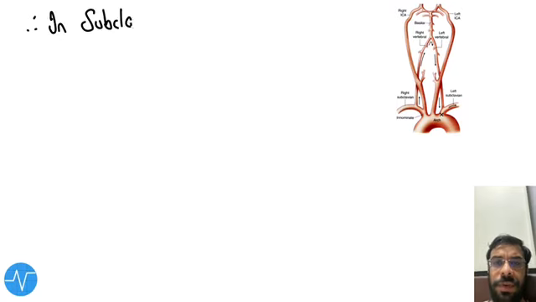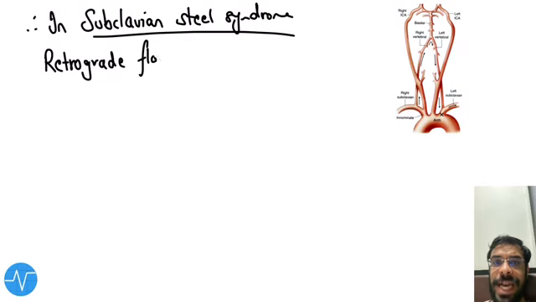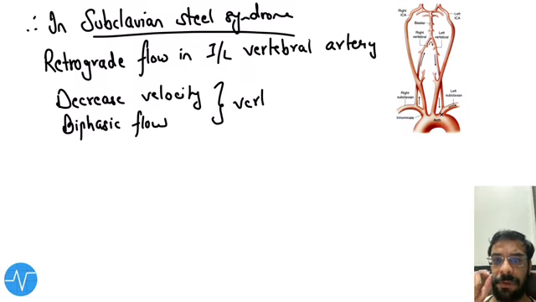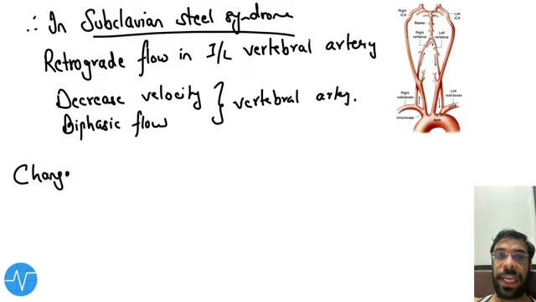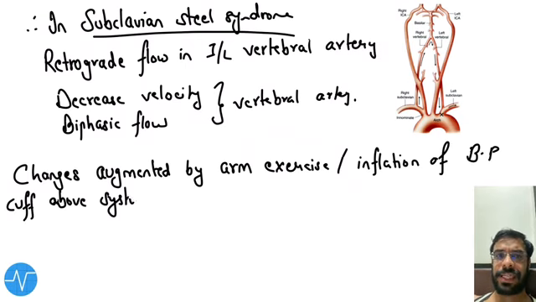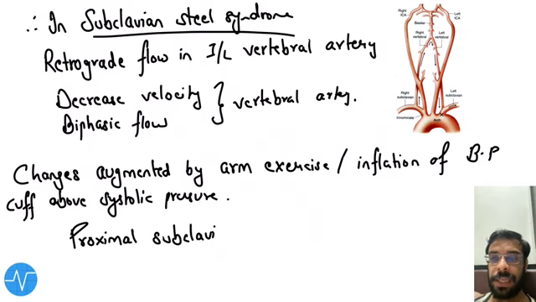Now let's see what happens in subclavian steal syndrome. We know from the diagram that there will be retrograde flow in the ipsilateral vertebral artery, and when we put a waveform on this vertebral artery, there will be decreased velocity and a change in the waveform because flow is reversing. These changes can be augmented by arm exercise or inflating the blood pressure cuff, because of the subclavian steal.